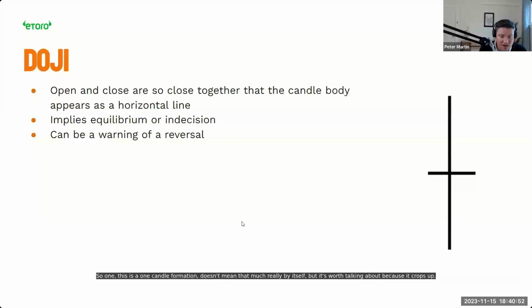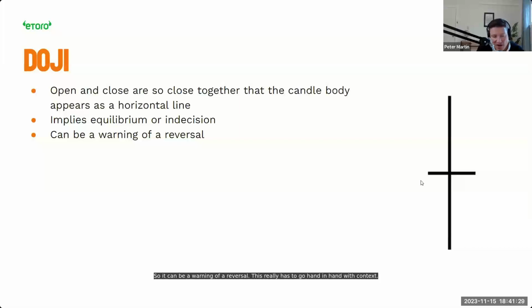So this is a one candle formation. It doesn't mean that much by itself, but it's worth talking about because it crops up quite a lot. It's the idea of the doji. The doji is where the open and close are so close together that the candle body doesn't show any size. It's just a horizontal line. This implies that there's some kind of indecision going on, or maybe some equilibrium in the market between buyers and sellers. You don't get any clear winner between buyers and sellers. So it can be a warning of a reversal.